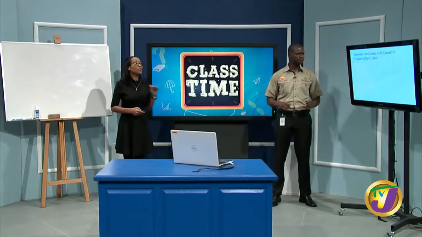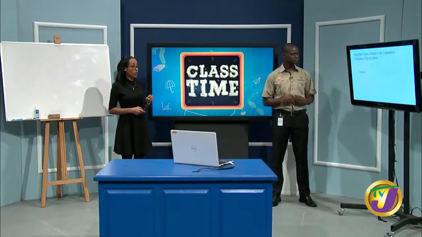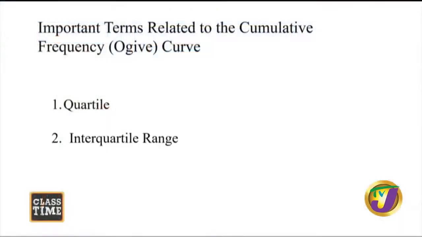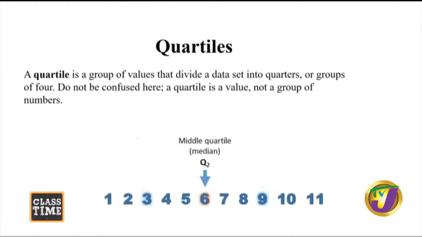So, important terms related to the cumulative frequency curve: 1, quartile, 2, interquartile range, and 3, semi-interquartile range. But since we're looking at these 3 terms, let's really look at what each means. So let's look at the quartiles. Now, a quartile is a group of values that divide a data set into quarters or groups of 4. Don't be confused here. A quartile is a value, not a group of numbers.